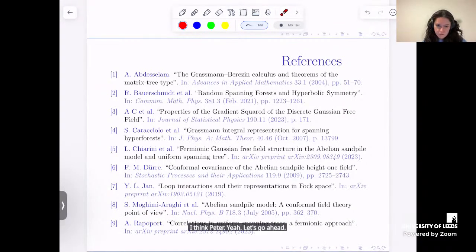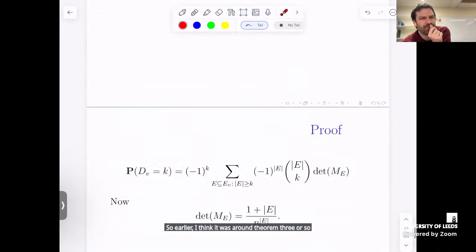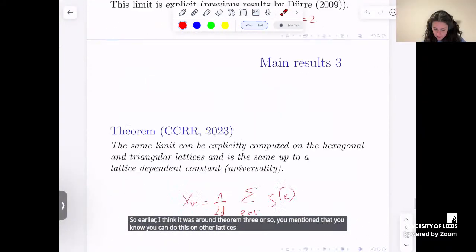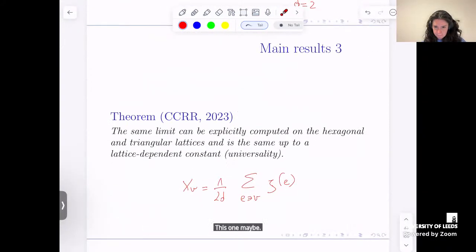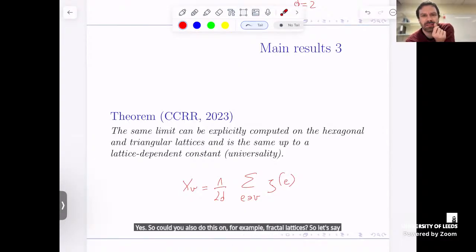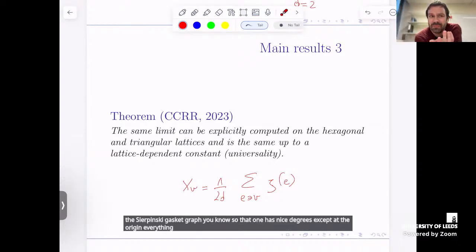So earlier, I think it was around theorem 3 or so, you mentioned that you can do this on other lattices. This one, maybe. Yes. So could you also do this on, for example, fractal lattices? Let's say the Sierpinski gasket graph, so that one has nice degrees except at the origin. Everything seems to behave as you want it to behave.